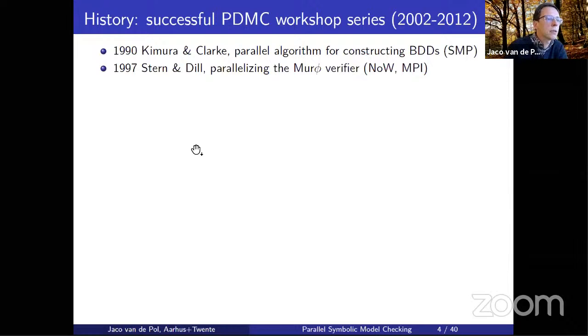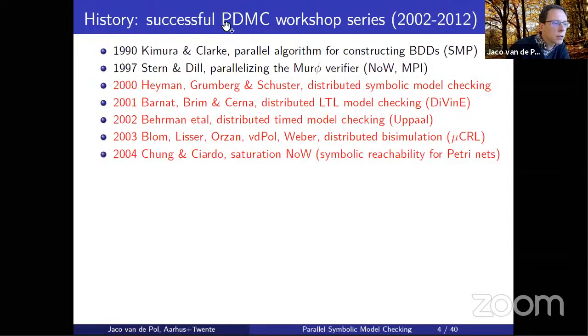And then there was this workshop series, this PDMC workshop series, parallel and distributed model checking. And there was a lot of work in the early 2000s in the realm of distributed model checking. So you see distributed symbolic model checking, distributed LTL, distributed versions of UPPAAL with time. We came in with distributed versions to do model checking of process algebras.